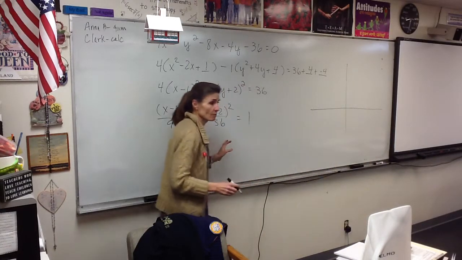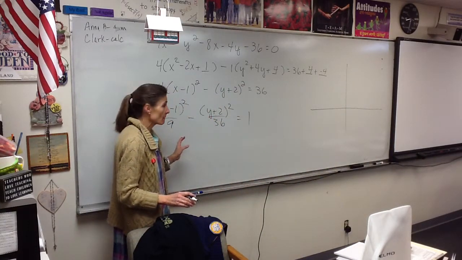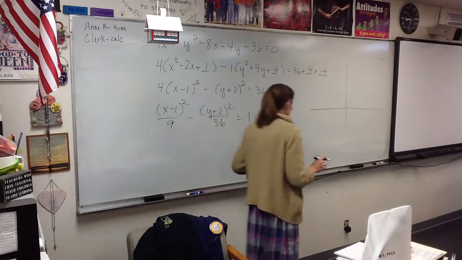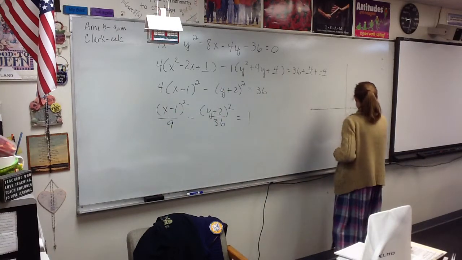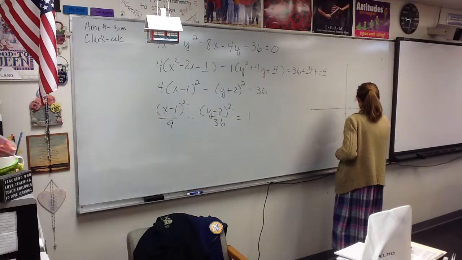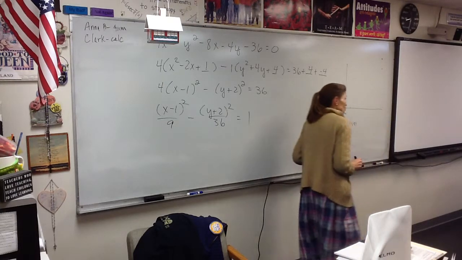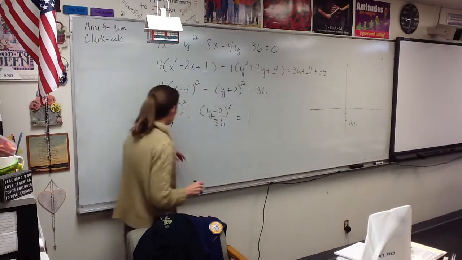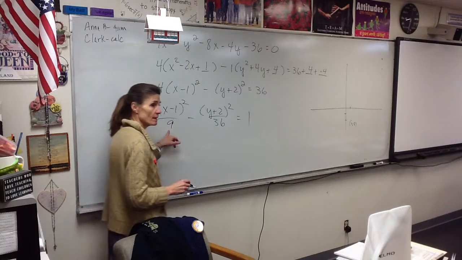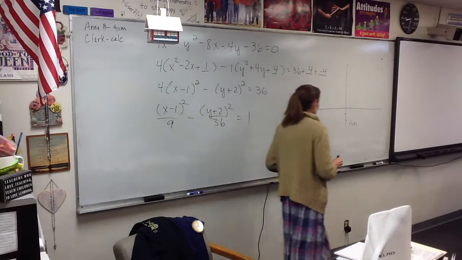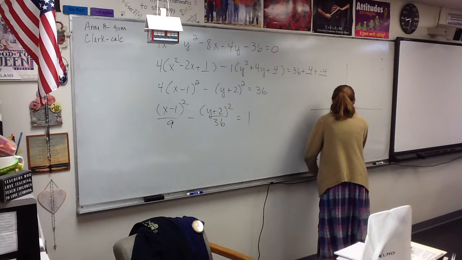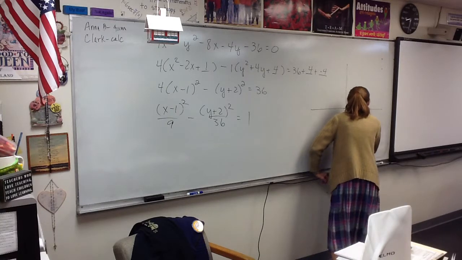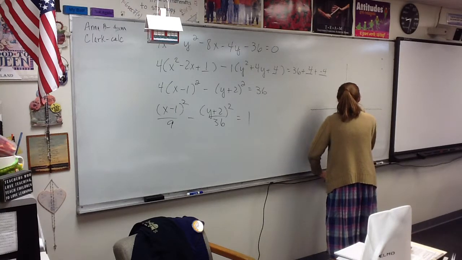Did you get the standard form? Where's your center? 1, -2. 1, -2. Oh, you did it. To build the box, you're going to go sideways 3, and up and down 6.